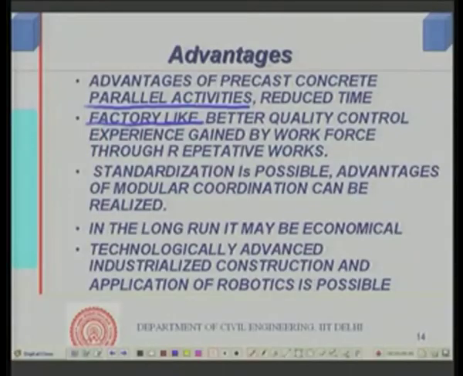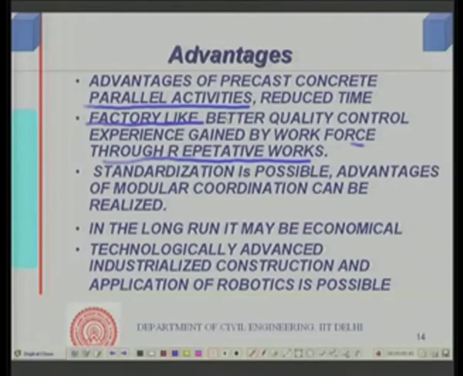Casting of concrete is done in a factory like situation. Therefore, you can have really better quality control. All quality control procedures you can adapt, and therefore it can have much better quality of concrete production. Then there is experience gained by the workforce through repetitive works. You repeat the same works time and again, so experience is gained, and after some time it is all set, it is factory like. So the produced quality will be much better. That is another advantage.